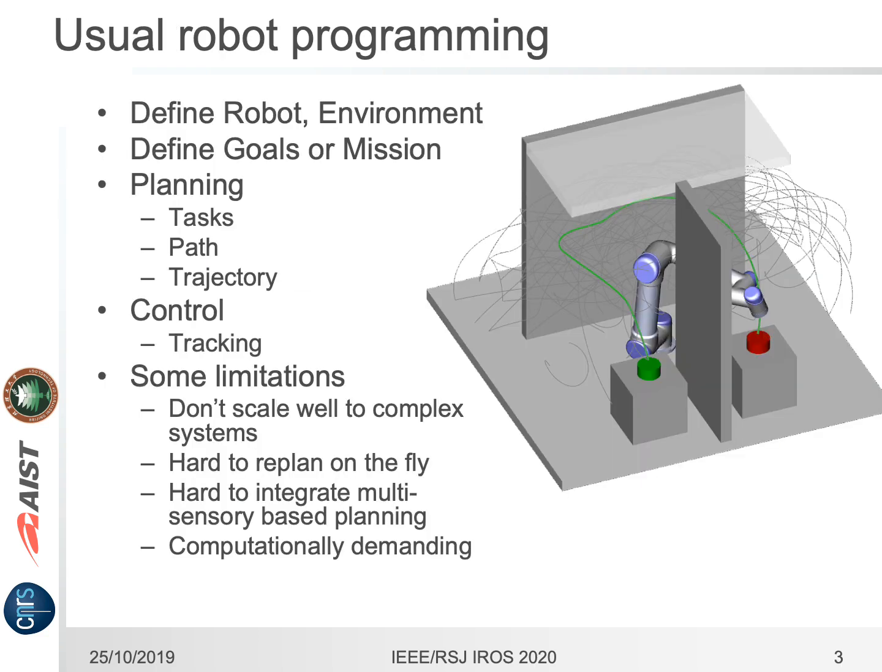For many years, programming a robot consisted in defining the robot model, that of the environment, and the goals to be achieved. Then, we need to plan successively tasks, path for each task and trajectory for each path. The control consisting mainly in tracking the trajectories. Despite its success, there are several limitations to such an approach, such as its computational costs and scaling to complex systems and environment.